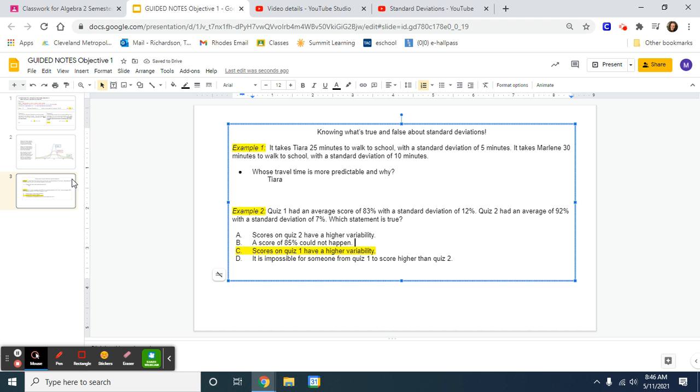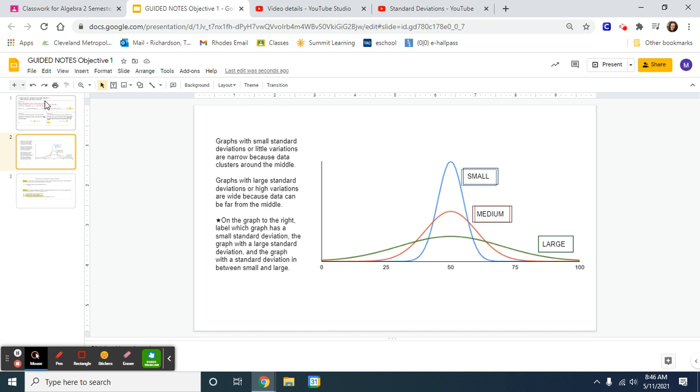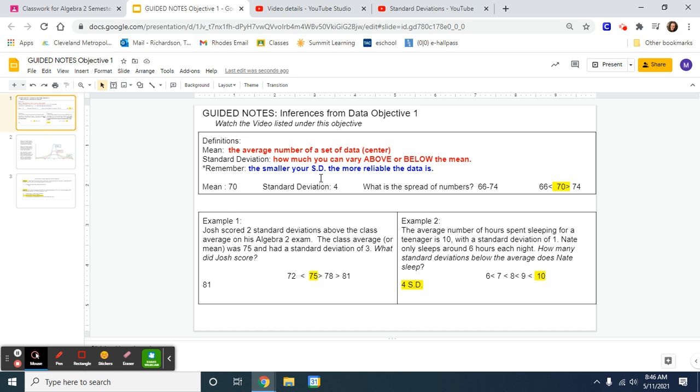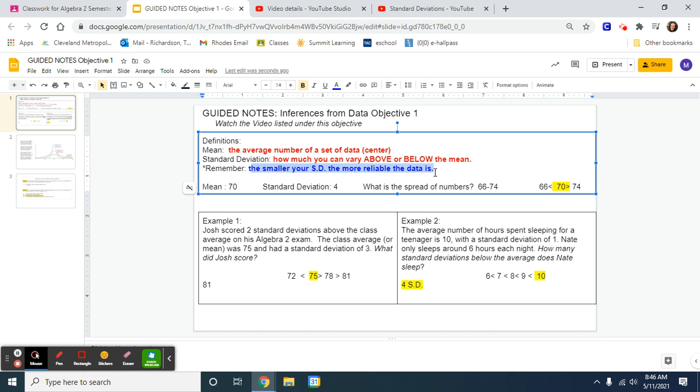All right, so those are your different types. You're going to have a lot of word problems or possibly graphs. So just think about your definitions and then that hint in blue where if it's smaller, it's more reliable.